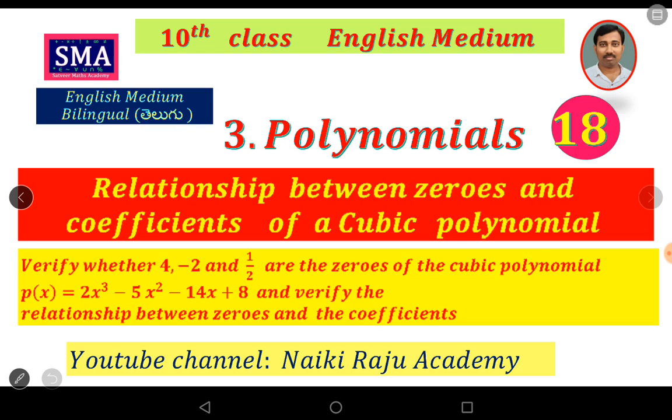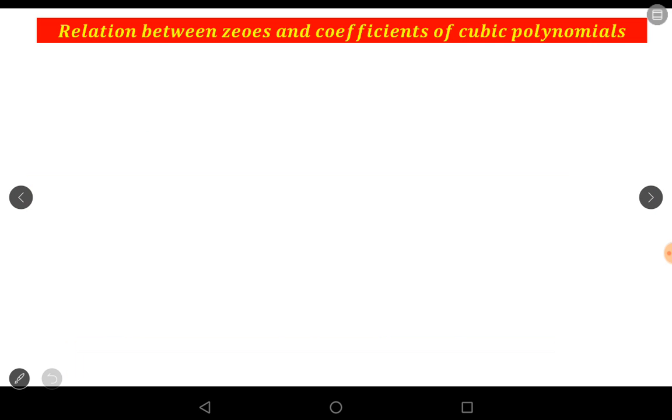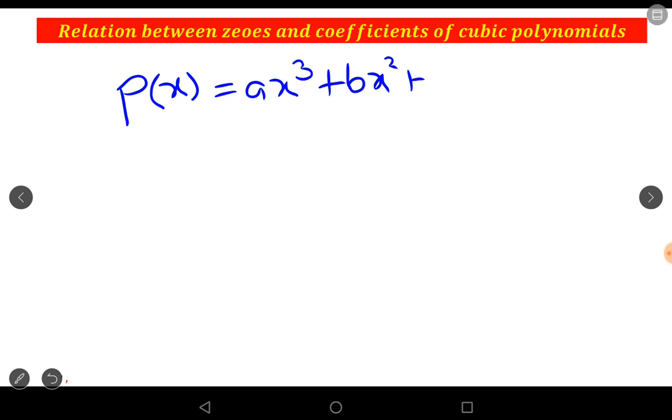Okay, first of all, the relation. General form of the cubic polynomial. The general form of the cubic polynomial is p of x equal to ax power of 3 plus bx square plus cx plus d. This is the general form of the cubic polynomial.